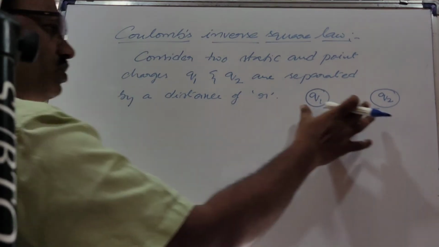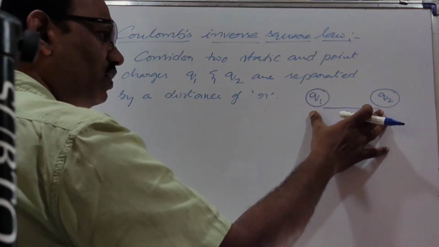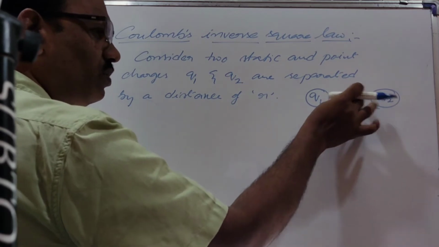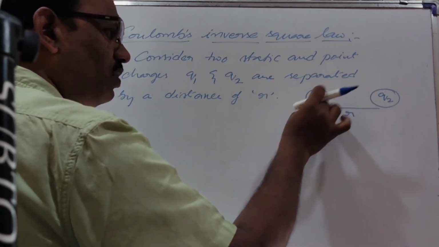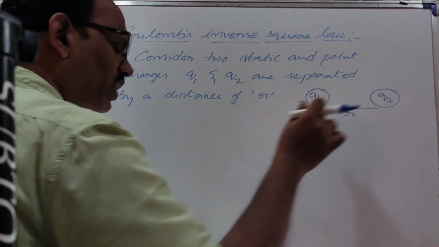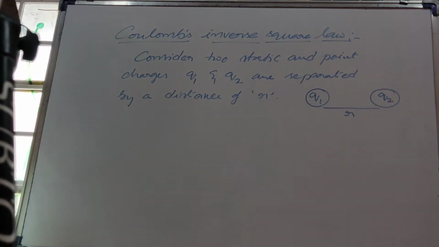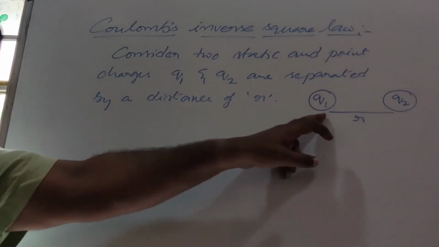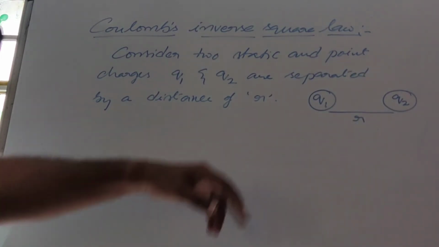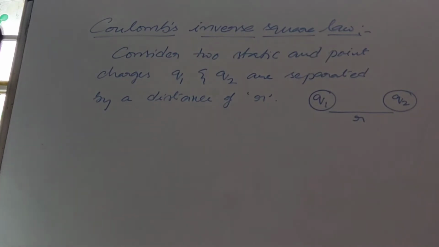If these two charges are positive charges, then we can have a repulsive force between these two. If these two charges are unlike charges, one positive and the second negative, then we can have an attractive force between them. Let them be Q1 and Q2, separated by a distance of small r.